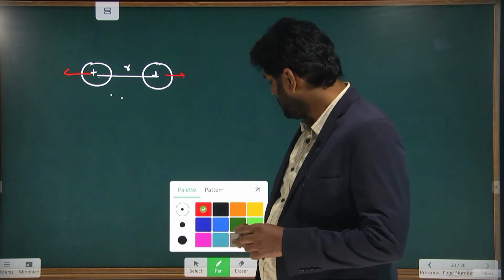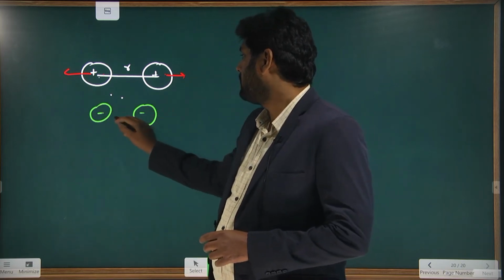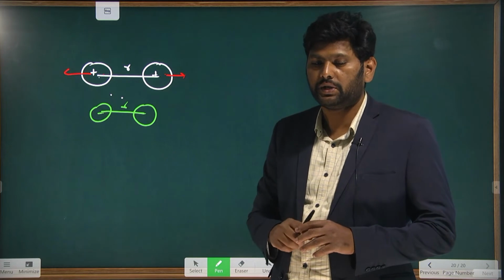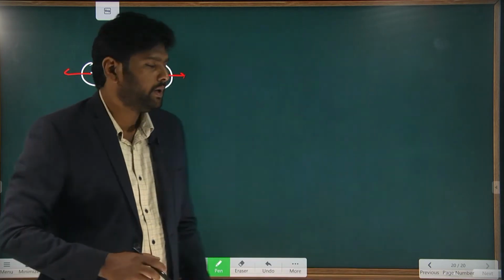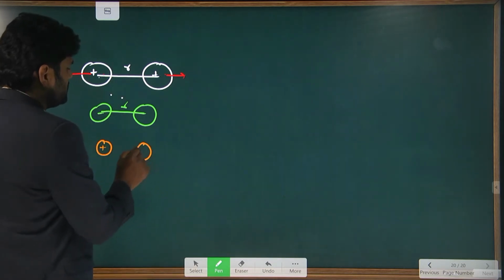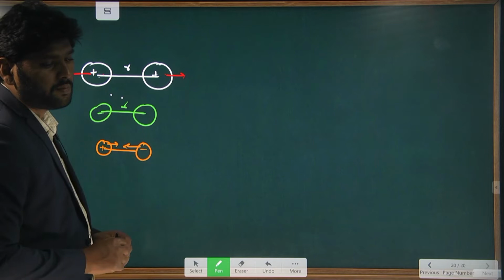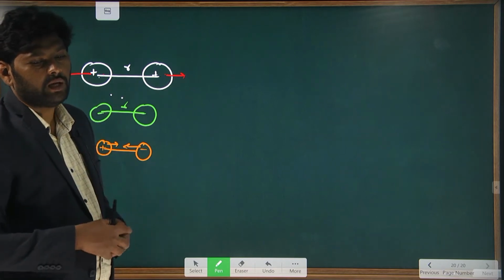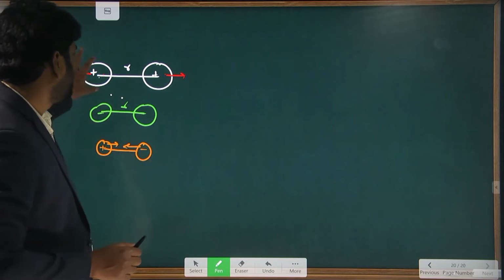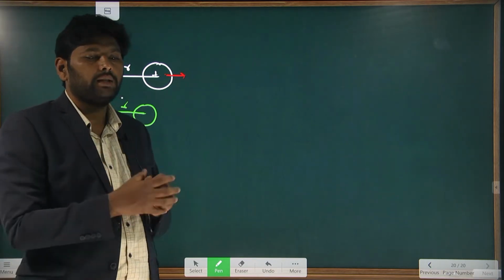The same thing happens for negative charges separated by a distance r. Here also repulsion takes place. And if the charges are unlike, a positive charge and a negative charge separated by a distance, they will attract each other. This repulsion and attraction concept is used in the working of the electroscope.